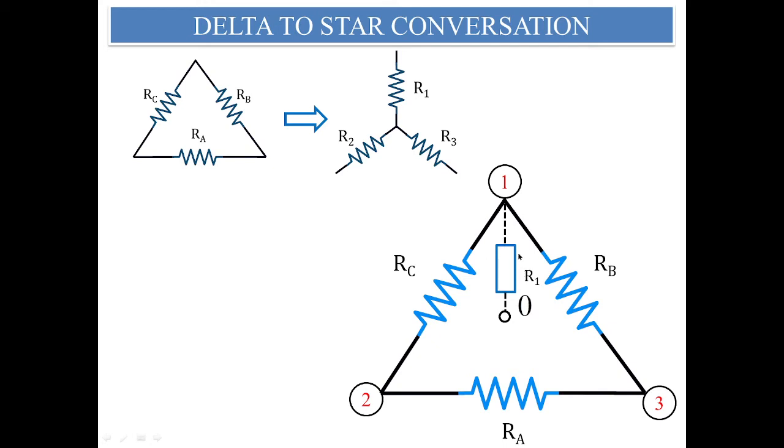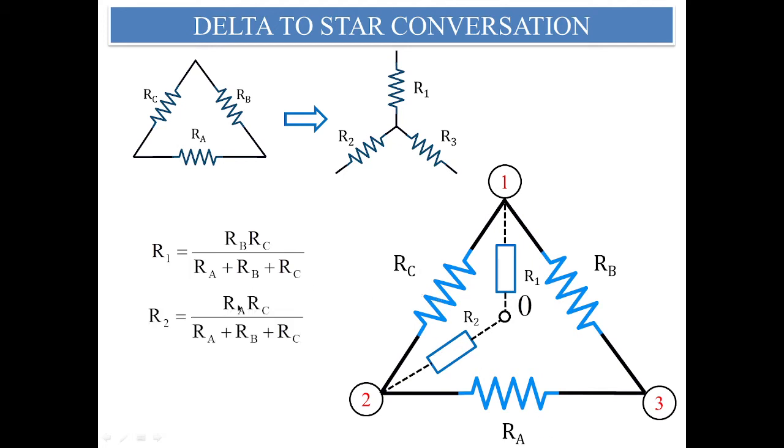Now, in order to obtain R1, I'll select the side-by resistors RB and RC like this. R1 is equal to RB into RC, whole divided by the sum of the resistors of the delta network, which is RA plus RB plus RC. Easy, right? We'll employ the same technique to obtain the resistance between node 2 and node 0, R2. First we select the side-by resistors RA and RC. So R2 is equal to RA into RC by RA plus RB plus RC. I think it has now become simple.